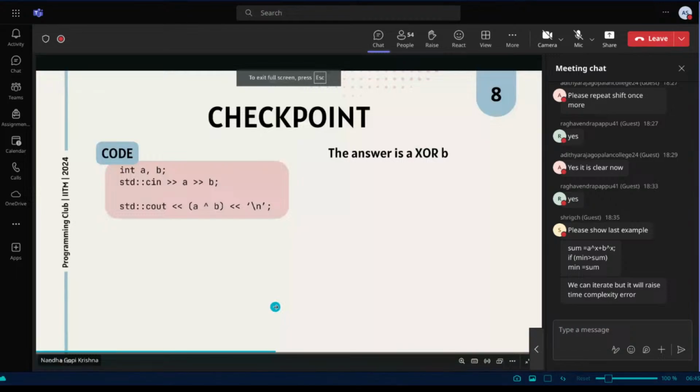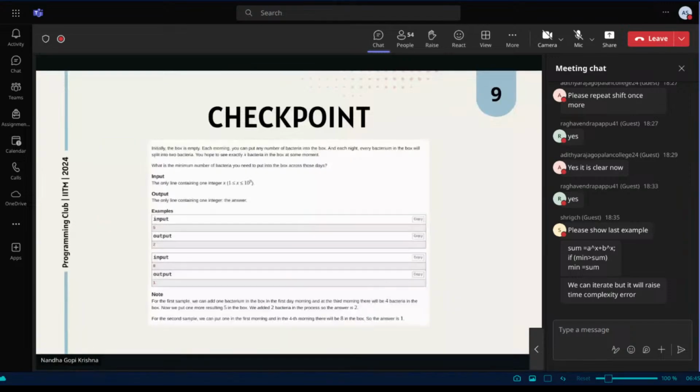Initially, you have a box. Initially, it is empty. Each morning, you put some number of bacteria in the box, and each night, every bacteria in the box will split into two. You want to see exactly X bacteria in the box at some particular moment. So, what is the minimum number of bacteria you need to put in the box across those days?